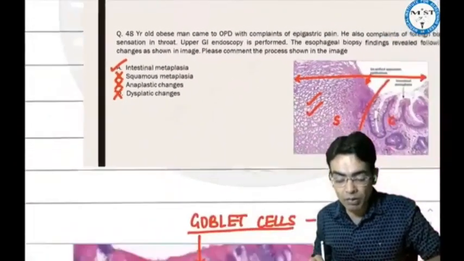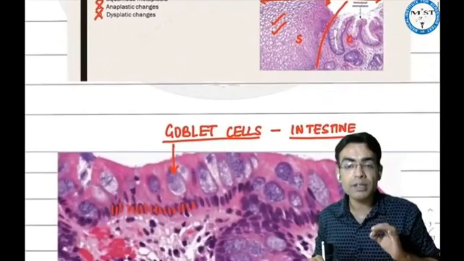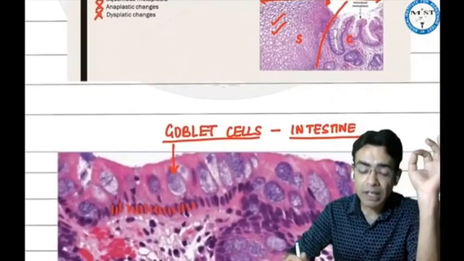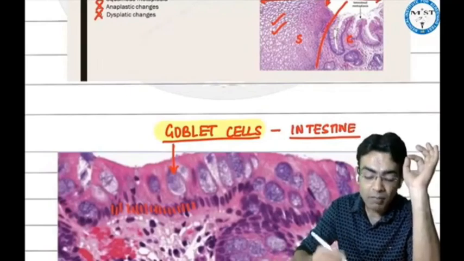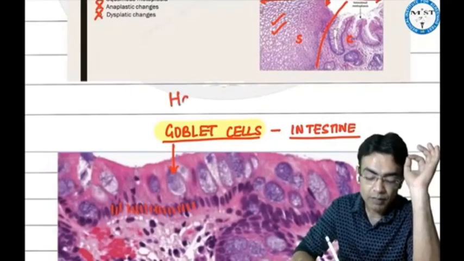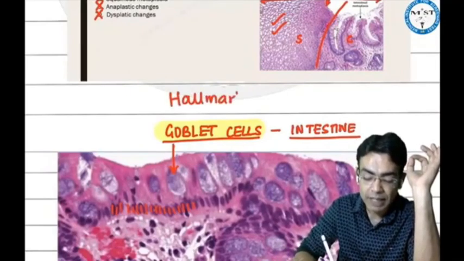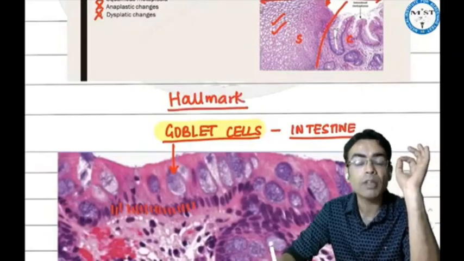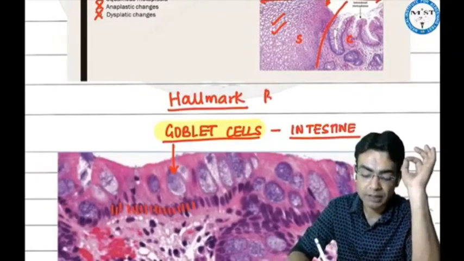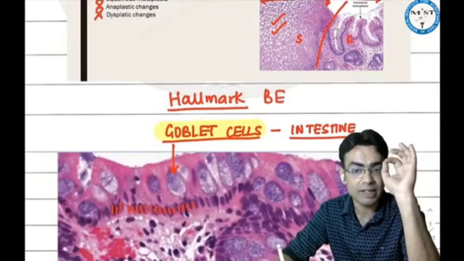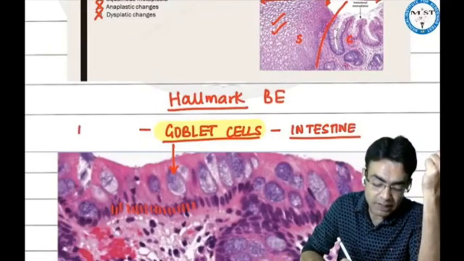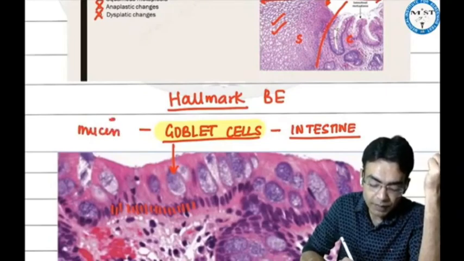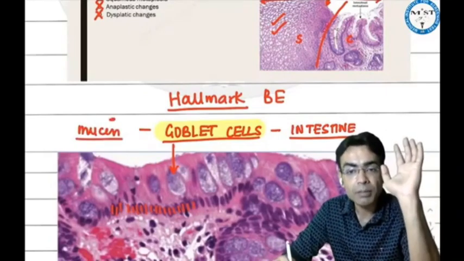Okay. Now, one more thing I would like to tell you here is that these goblet cells are the hallmark feature. We have discussed this many times. They are the hallmark feature of Barrett's esophagus, the presence of these goblet cells. What does the goblet cell secrete? The goblet cells secrete mucin, right?